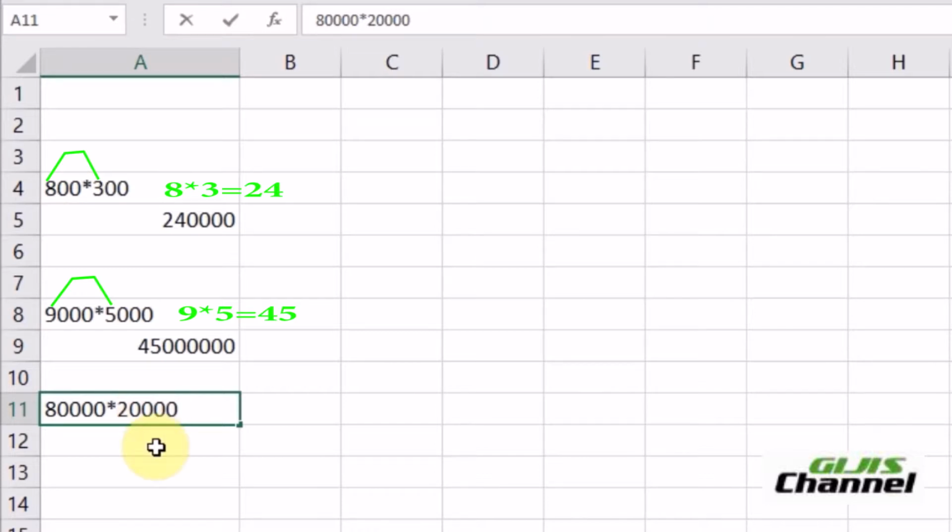So this is what I want to do. First, you multiply these two numbers. So 8 times 2, 16. Then add all the zeros. How many zeros are there?